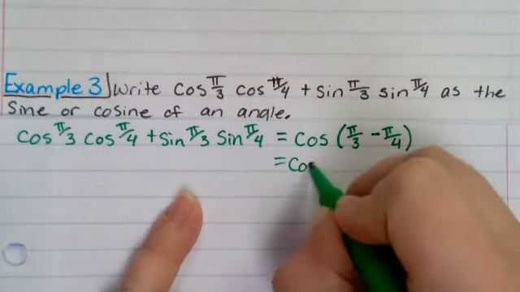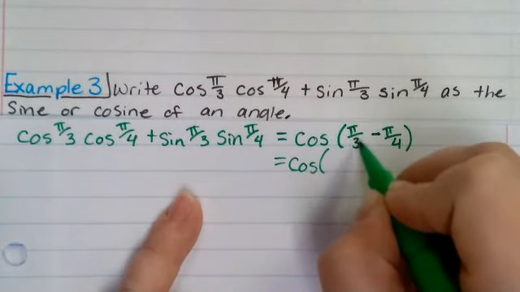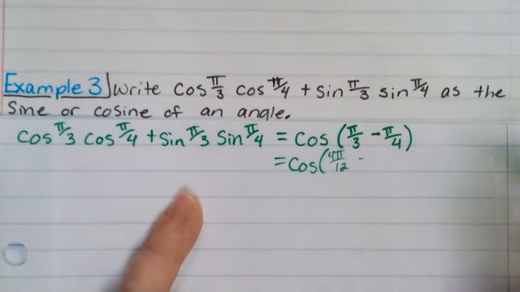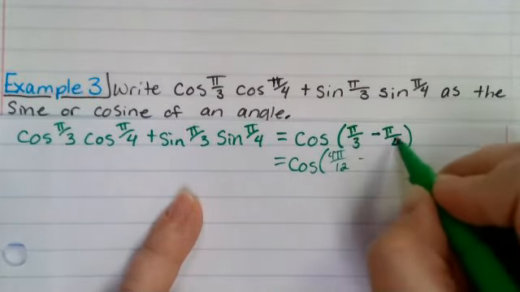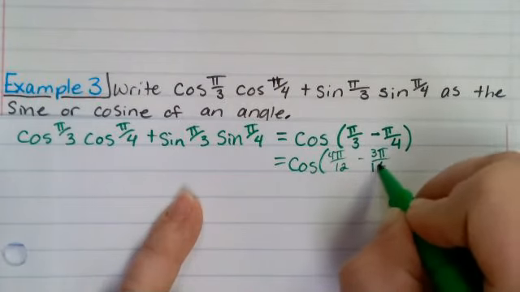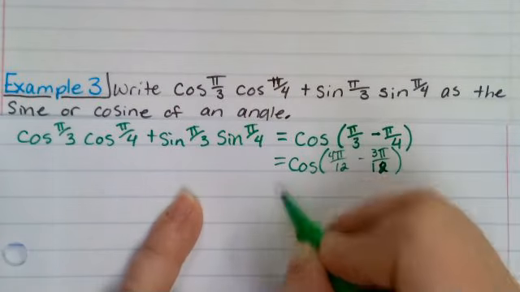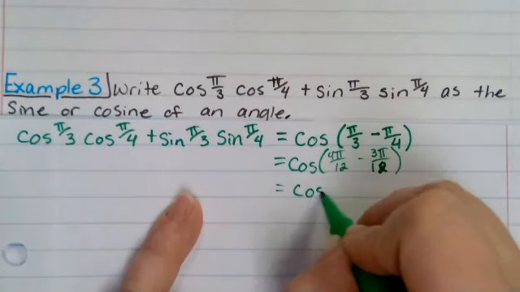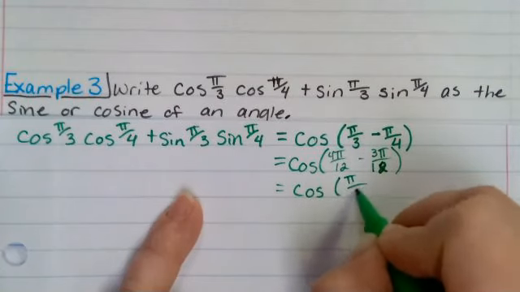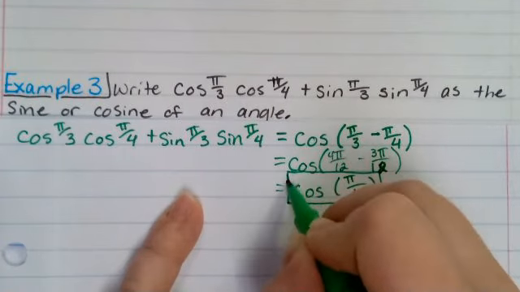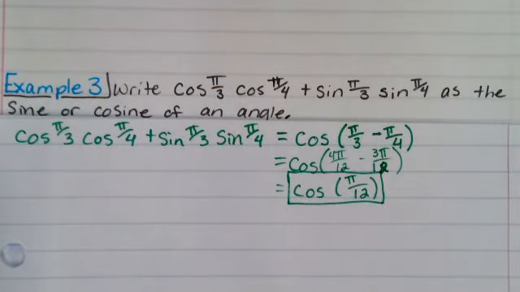So I can turn this into cosine of, if I multiply top and bottom by 4, 4 pi over 12, minus, and then over here, multiply top and bottom by 3, so 3 pi over 12. 4 pi over 12 minus 3 pi over 12 gives me 1 pi over 12. That is what they're originally trying to solve for. Okay, so we're just working the problem backwards, essentially.